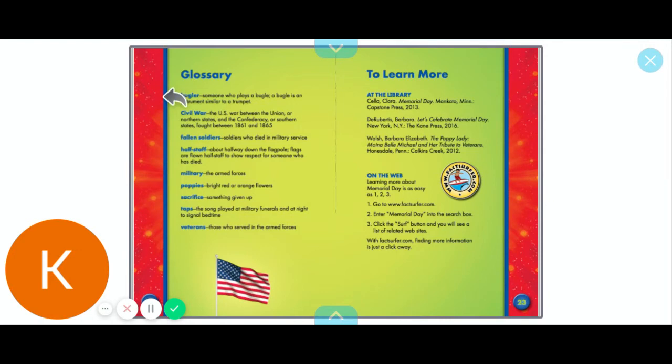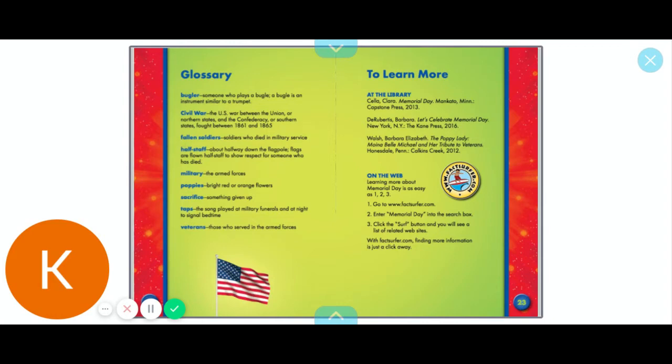The first word is bugler. Someone who plays a bugle is called a bugler, and a bugle is an instrument similar to a trumpet. They sound very similar. The next word is Civil War. The definition of Civil War: the United States war between the Union or the Northern States and the Confederacy or Southern States. The Civil War was fought between the years of 1861 and 1865.